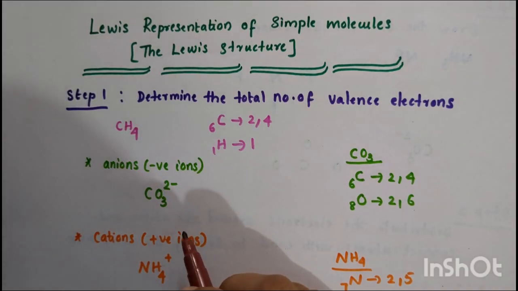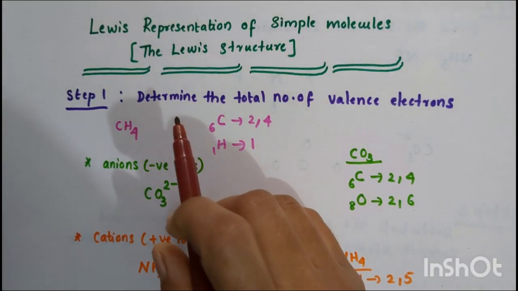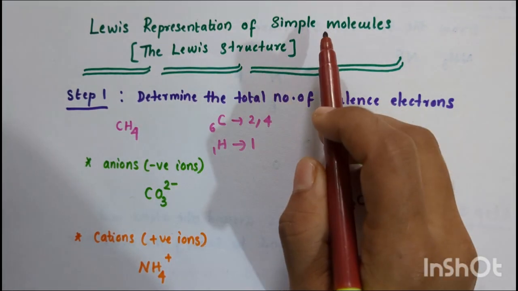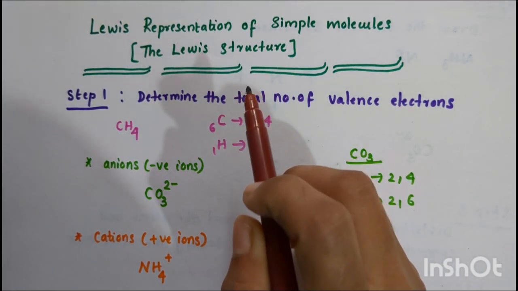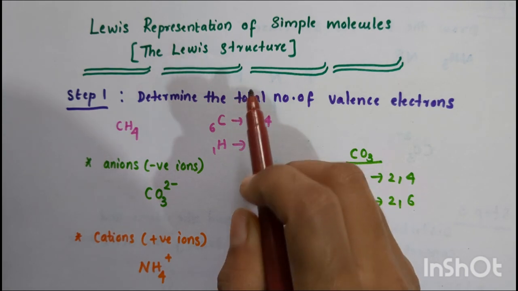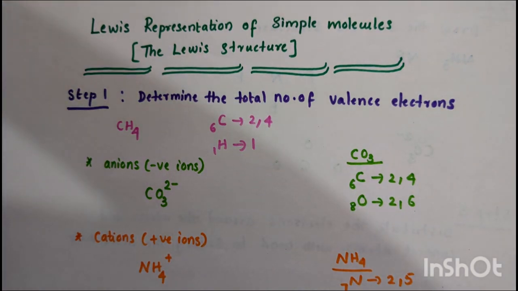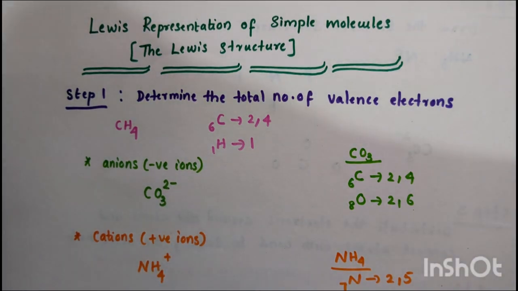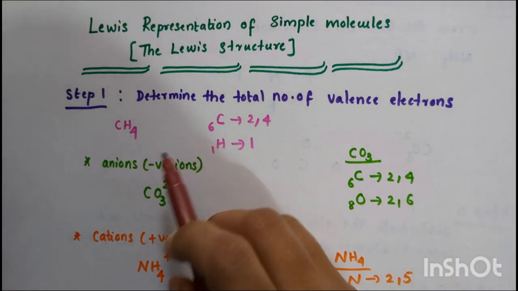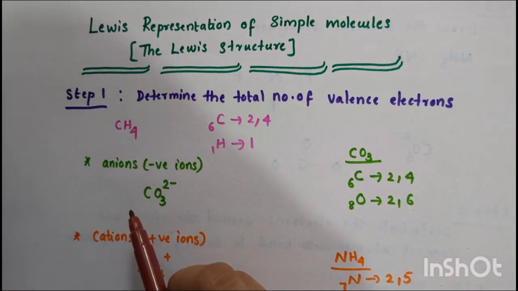Hello everyone, in this video we are going to discuss the Lewis representation of simple molecules, the Lewis structure, from chapter 4, Chemical Bonding and Molecular Structure, class 11 chemistry. The Lewis dot structures provide a picture of bonding in molecules and ions in terms of the shared pairs of electrons and the octet rule.